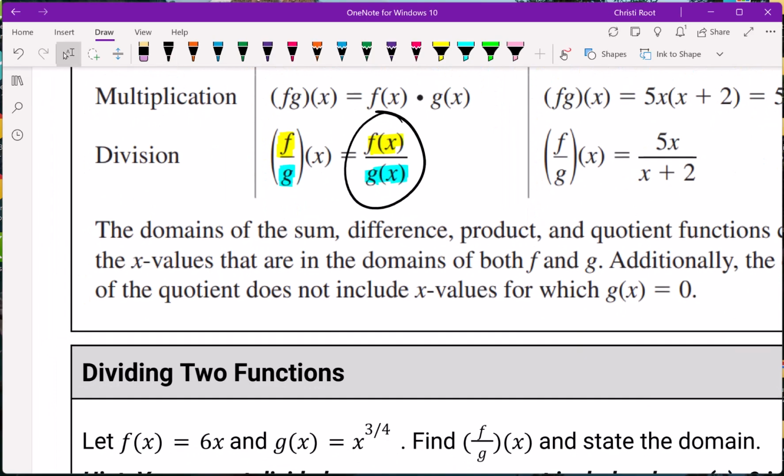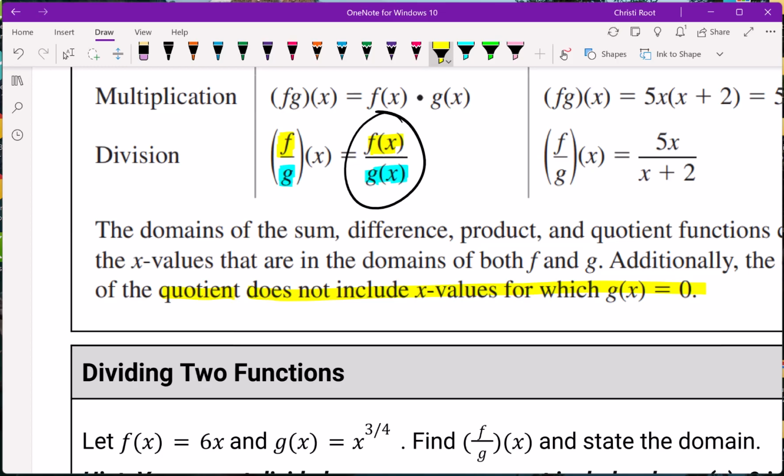The domain is the same. You do look at the domain where they are shared, and I'm actually going to show you a really good one on Desmos in a minute, where you can definitely see the difference in the two domains. But you're not allowed to divide by 0. And we didn't talk about it yesterday because we weren't dividing. So the quotient does not include any values for when the denominator equals 0. That is what that says.